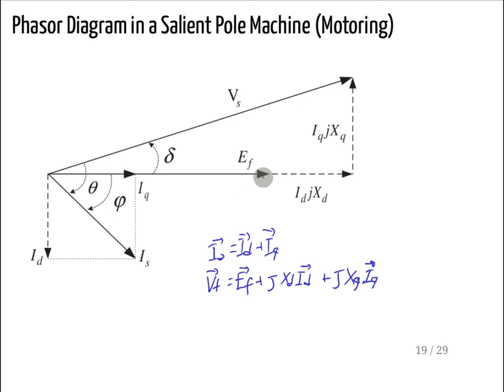Here we have Ef, and this is our Is, and now it is being divided into two components. Iq is in phase with Ef, and Id is 90 degrees behind that one. Then you multiply it with j, so it becomes in phase with Ef. Here Iq is in phase with Ef, but then you multiply it with j, so it becomes rotated 90 degrees. And you have the Vs, and here Vs is pulling Ef, so Vs is ahead of Ef because now it is working in the motoring mode, right?